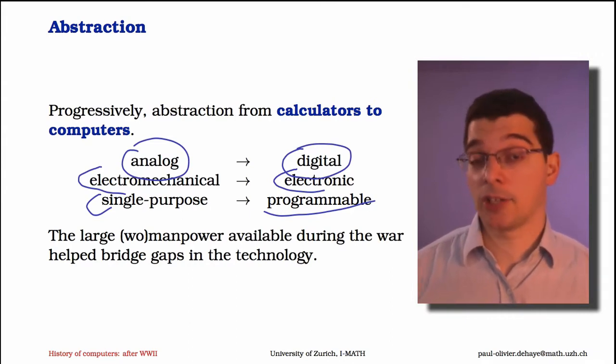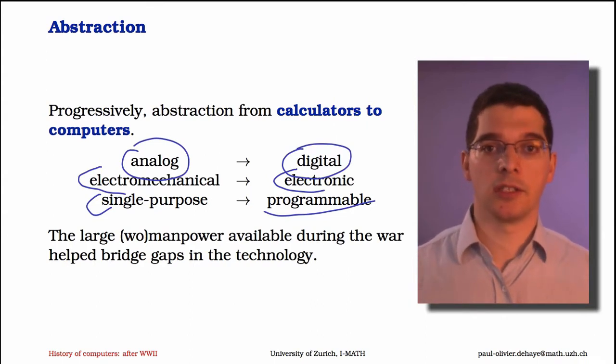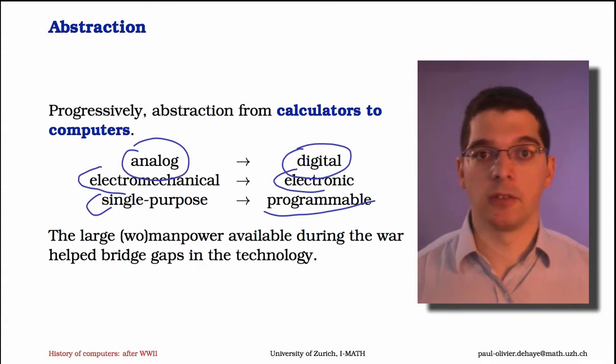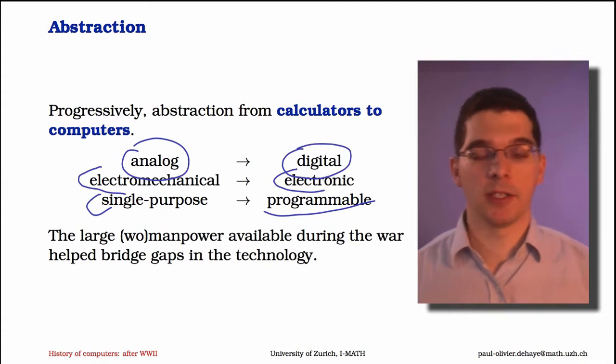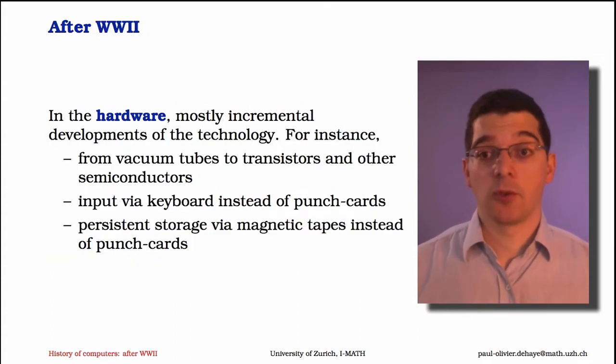And actually having humans was very helpful, because when you're building a machine and the machine does not work quite as you want, you can always tell a human to do this part of the job instead of the machine. So it helps build partial machines, if you want, that progressively become better and better. Okay, now after the war, what happened?